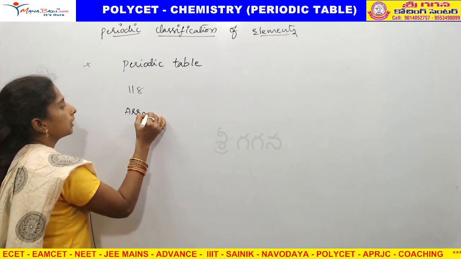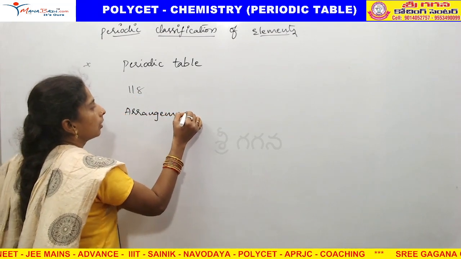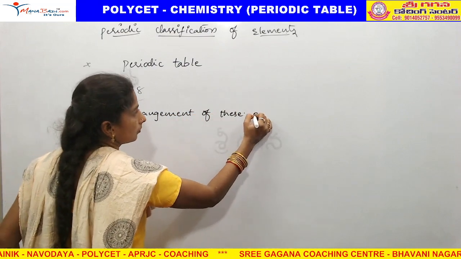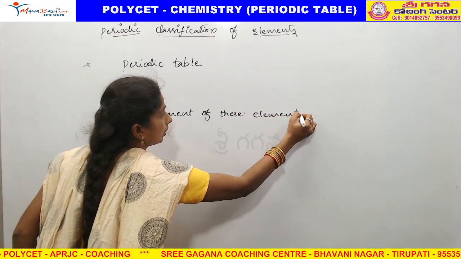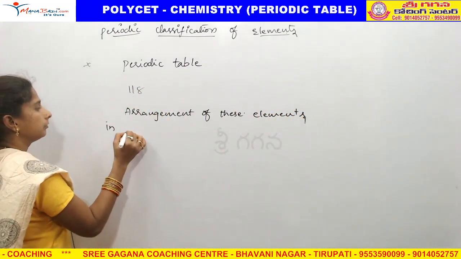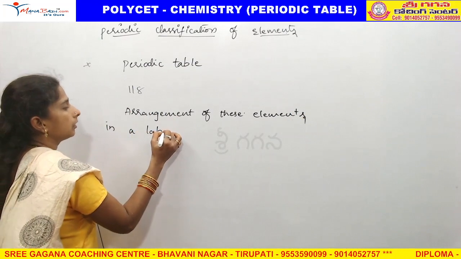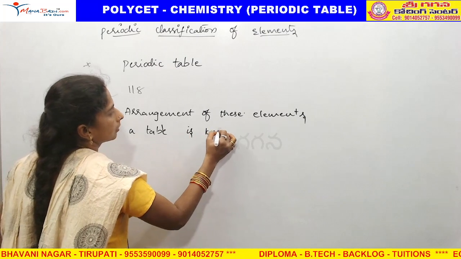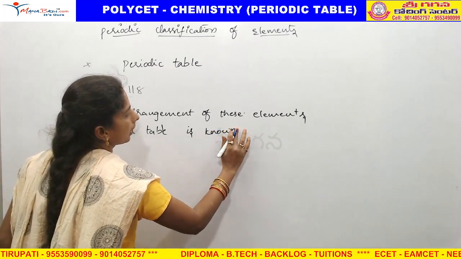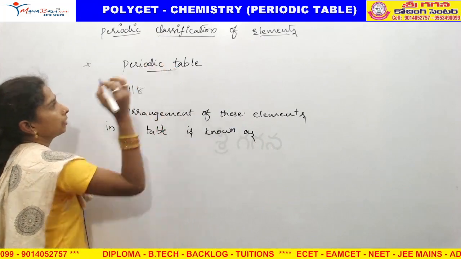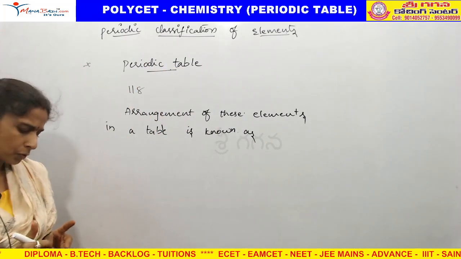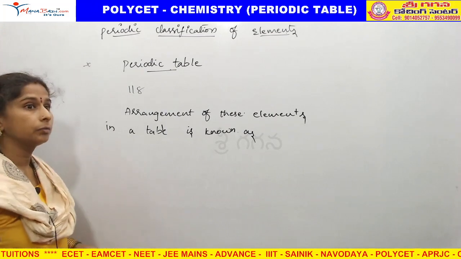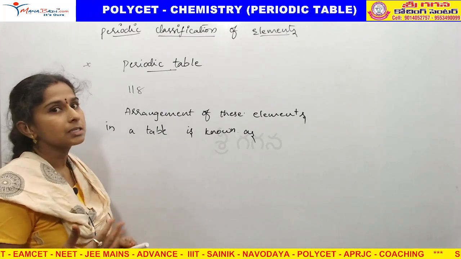The arrangement of these elements in a tabular column, in a table, is known as the periodic table. So many types of periodic tables were given, but the successful periodic table is what we are still following.